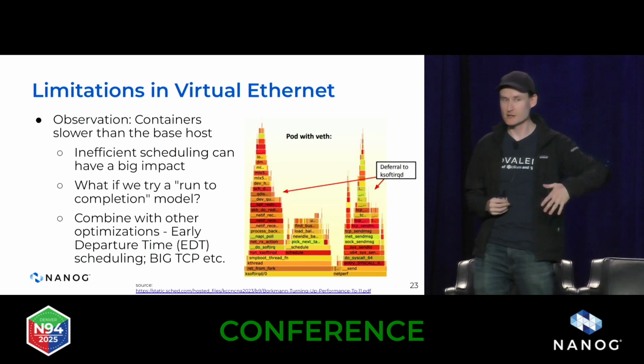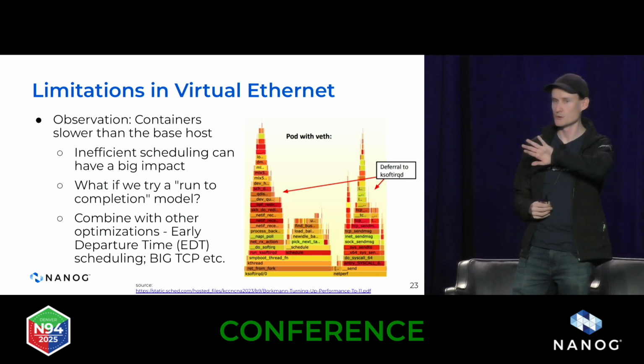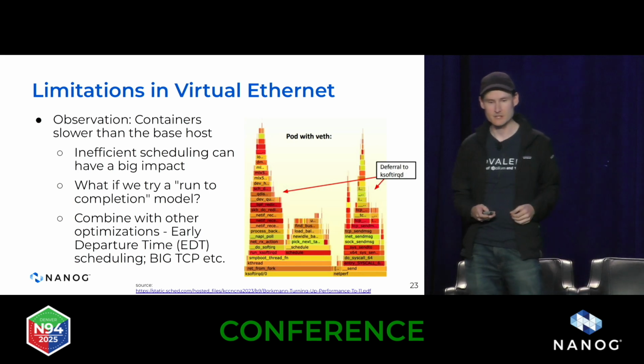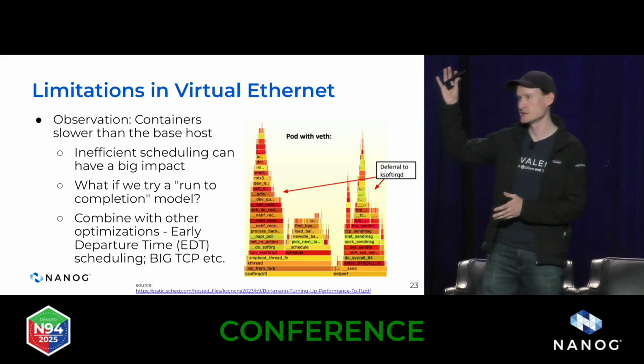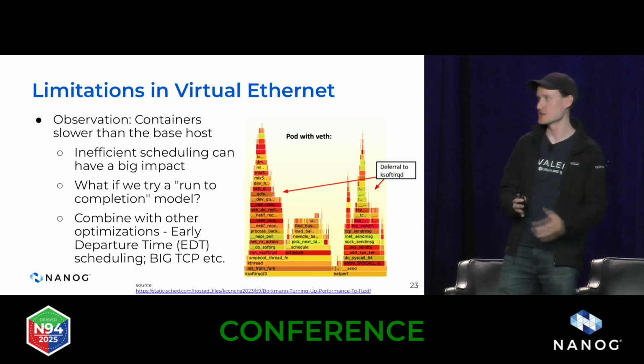And then later on, there's a different thread that comes along to complete the rest of the execution on the host side. So one of the things we said was, what if we do a run to completion model here instead? So we have the same CPU actually taking the packet all the way from the application down to the NIC.